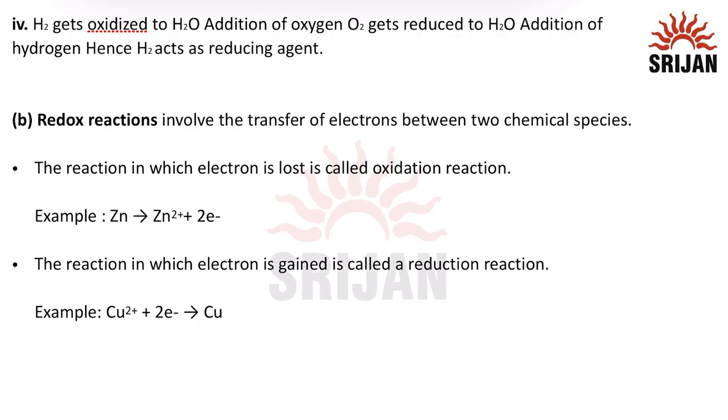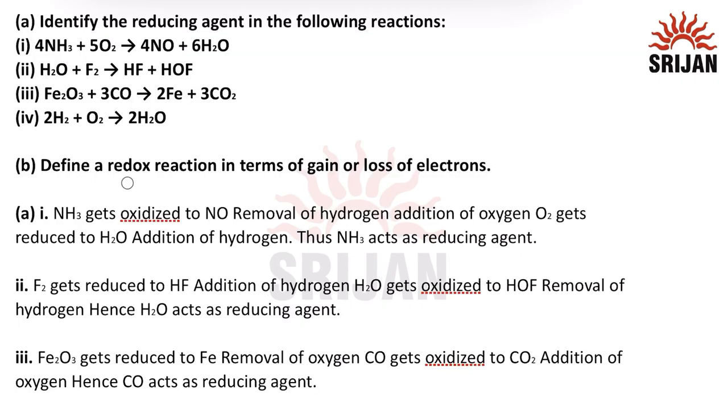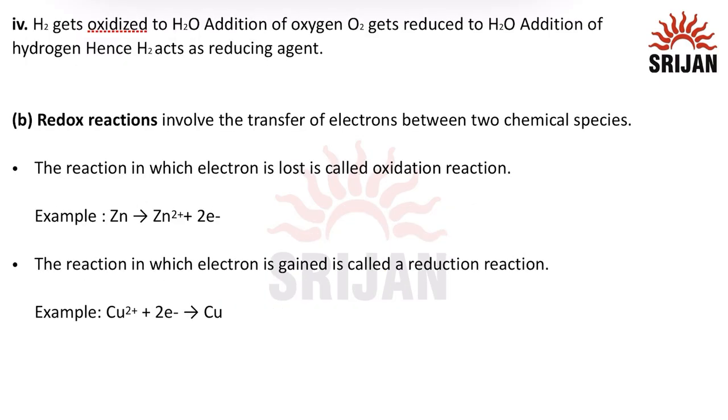Okay, now the B part. Define a redox reaction in terms of gain or loss of electrons. How can we define a redox reaction in terms of electrons? A redox reaction involves the transfer of electrons between two chemical species. The reaction in which electrons are lost is called oxidation. So if any element or compound loses electrons, that means oxidation. And if any element gains electrons, that means reduction, the reverse of this one. As simple as that. I hope it's all clear to you.